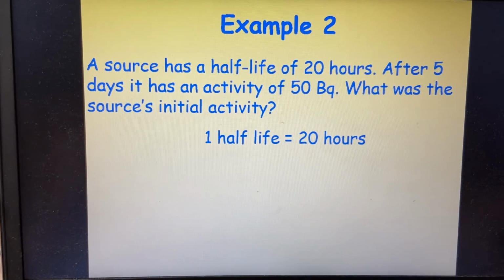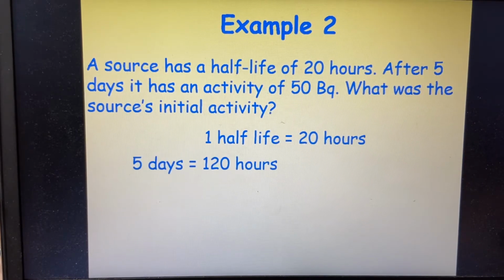Okay, so it says if one half-life is 20 hours, how many lots of 20 hours are in 5 days? So what you'd have to do is think how many hours are in 5 days. 5 times 24, so we'd get 120 hours. So if one half-life takes 20 hours, how many 20s are in 120 basically? So we just do 120 divided by 20, and we get that it's going to be 6 half-lives.